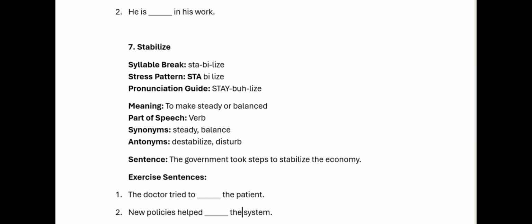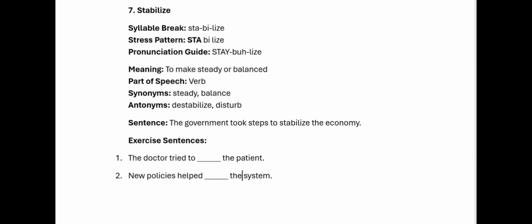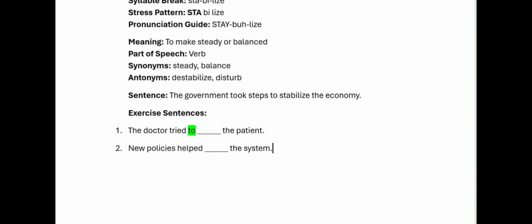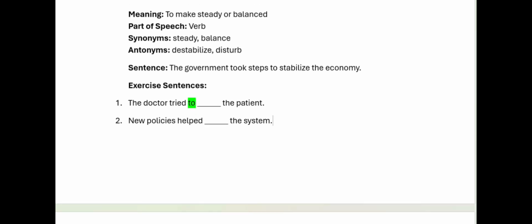Exercise sentences. The doctor tried to stabilize the patient. It is to. So immediately we understand we cannot change the parts of speech of the word. Stabilized, stabilizing. No, it cannot happen because the preposition to makes the word come under the category to plus infinitive, that is verb in the first form. New policies helped stabilize the system. Good.